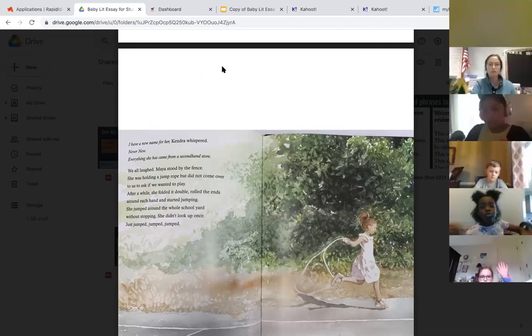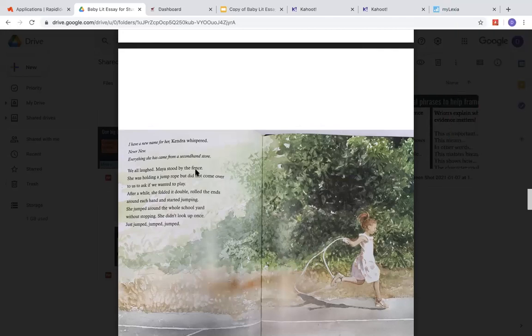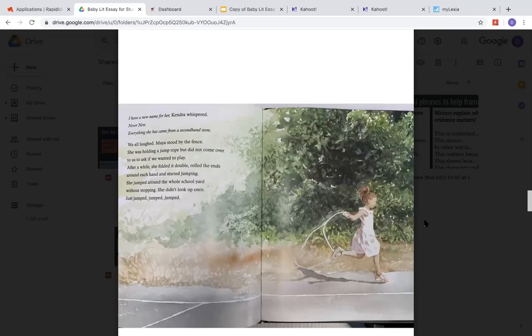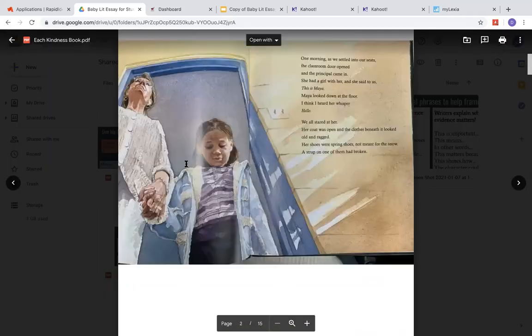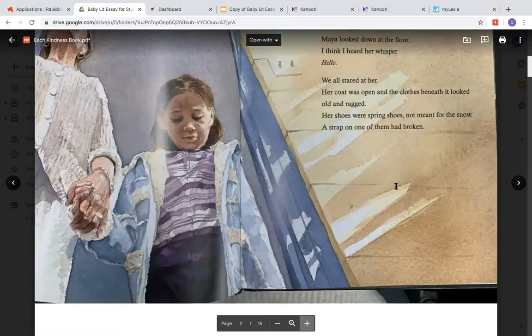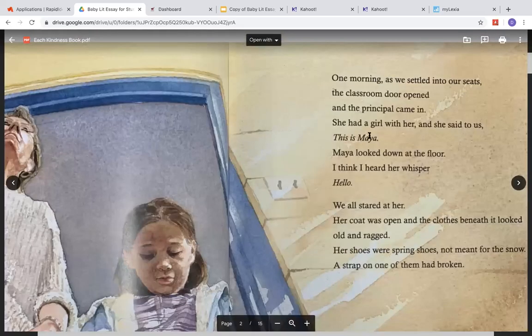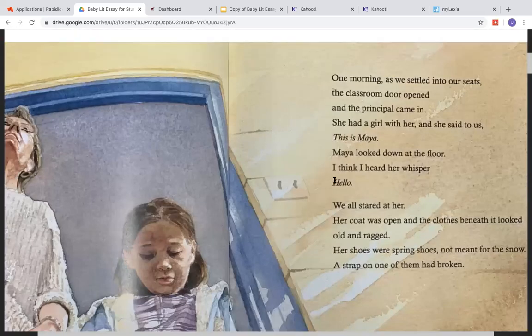What is slanted words? So look here. Normally quotes have quotation marks around them, but here they just make the words look different. Do you see how it says this is Maya and hello? Do you see how those words are kind of crooked? Those are quotes. That's what the people say.